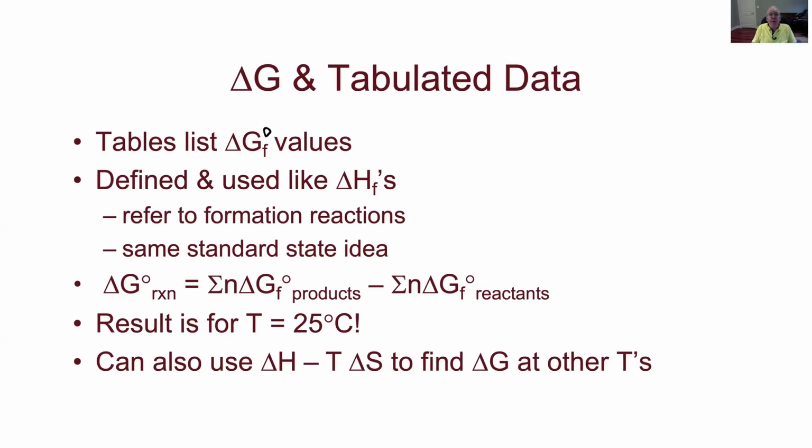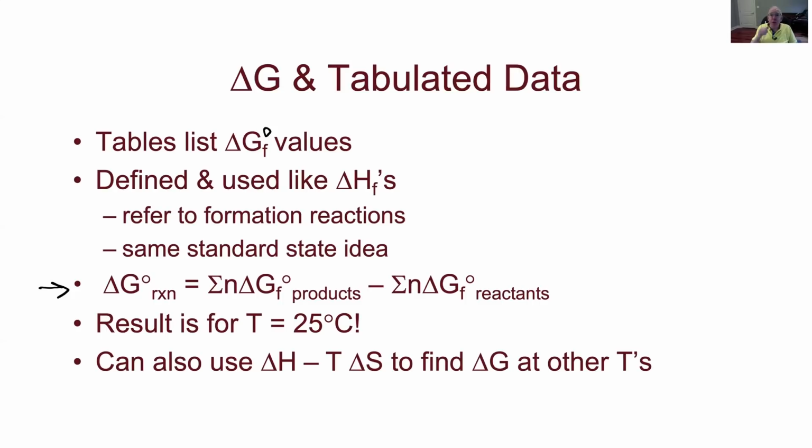So there's two ways we could calculate delta G for a reaction. One way is with this equation, which is really just the delta G equivalent of the equation we used for delta H, right? The sum for the products minus the sum for the reactants, everything multiplied by the numbers of moles, okay?